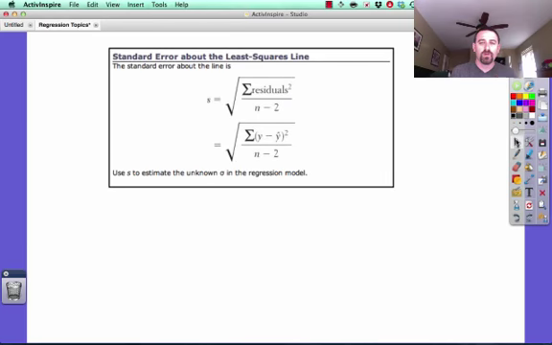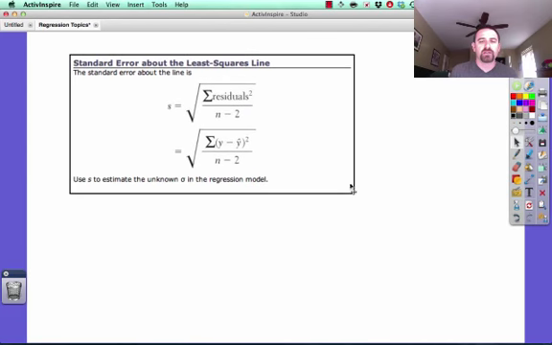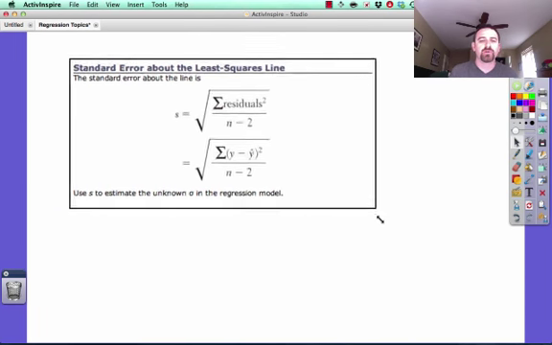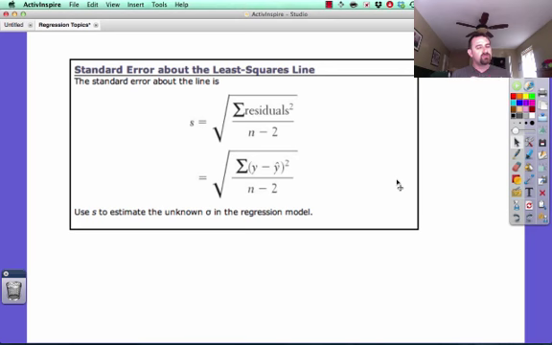Okay. Now we get into the calculation, and the first thing I want to say about this calculation is you don't have to write this down right here, and I will show you what you need to write down. You should have a sense of what this is. The standard error about the least squares line is the variability around the line. How you do that: you find the sum of the squared residuals, you divide by n minus 2, and you take the square root.